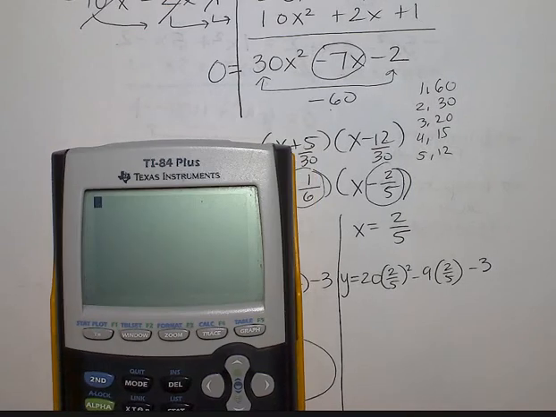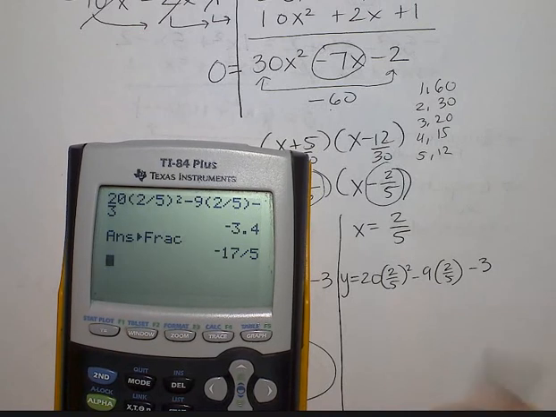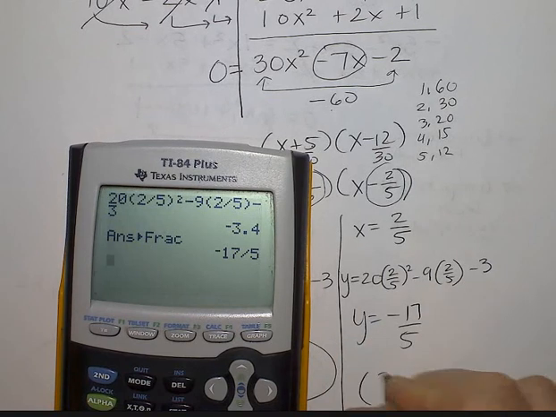Following the same pattern, 20 times 2/5 squared minus 9 times 2/5 minus 3. Turn it back into a fraction. y equals negative 17/5. And there is the second intersection point.